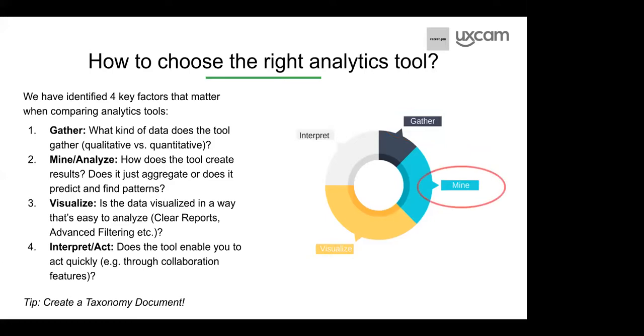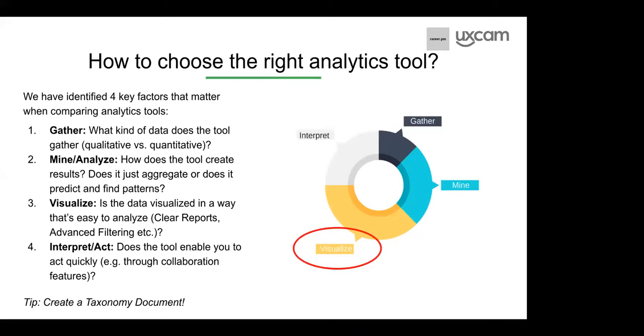The second thing would be mine and analyze. How does the tool create results? For example, I think in Amplitude they recently made great progress in prediction. So with Amplitude, you're now able to predict a lot of stuff, and this is worth more than just aggregating the data. Or maybe the tool finds certain patterns. And by the way, you can make a sheet out of this and compare the tools you want to choose from.